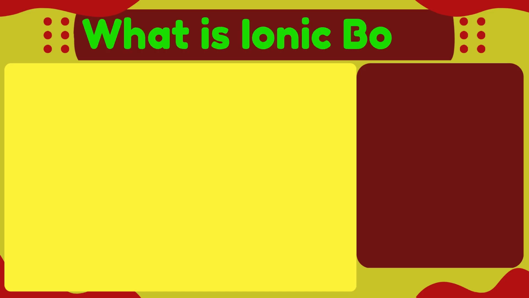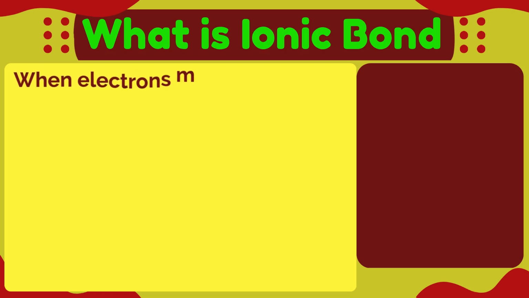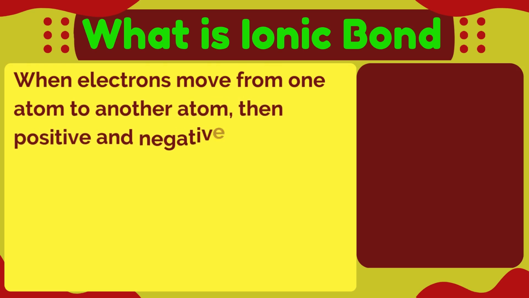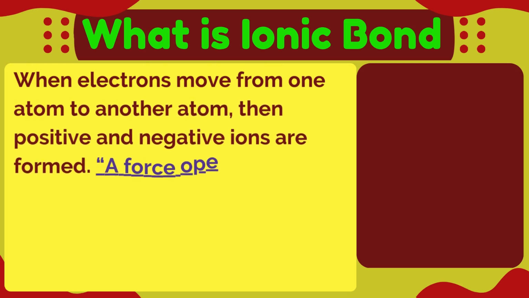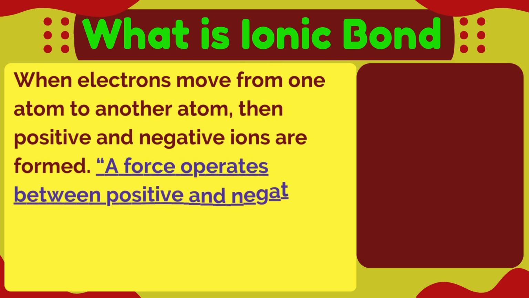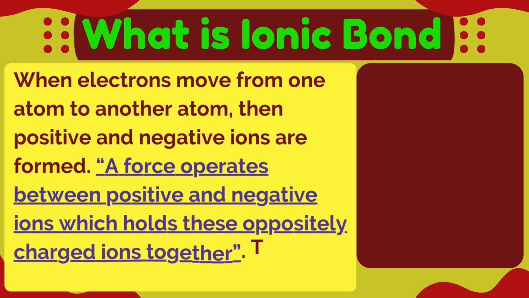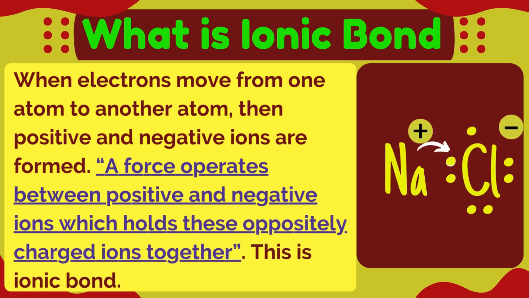What is an ionic bond? When electrons move from one atom to another atom, positive and negative ions are formed. A force operates between positively and negatively charged ions, which holds these oppositely charged ions together. This is the ionic bond.